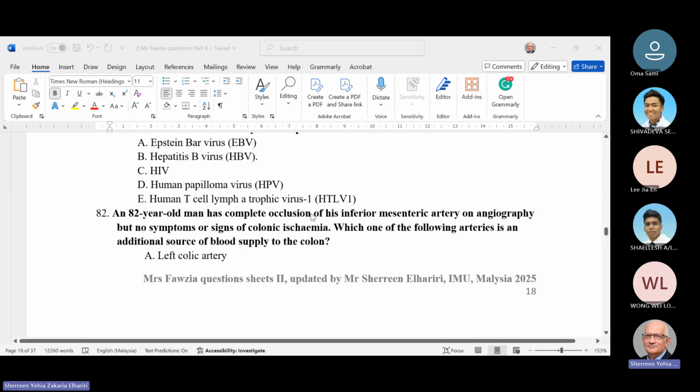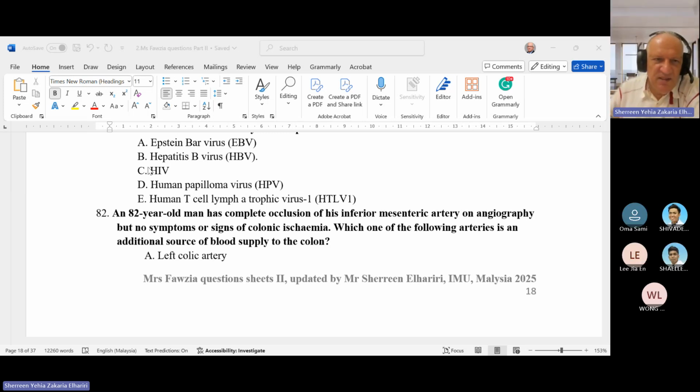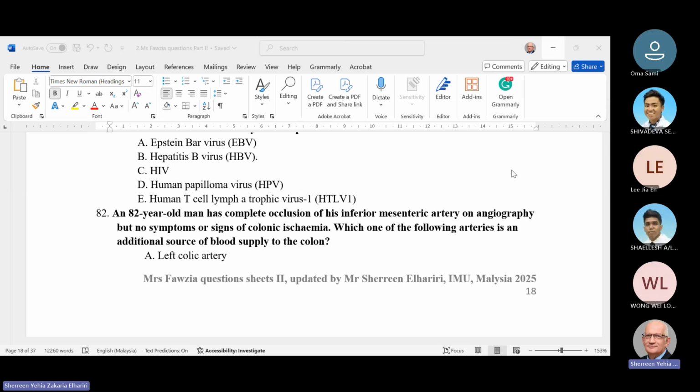An 82-year-old man has complete occlusion of the inferior mesenteric artery on angiography, but no symptom or sign of colonic ischemia. This is common nowadays. Why? Because nowadays for abdominal aortic aneurysm, we don't do open surgery. What we do is put something called EVAR. EVAR is the insertion of a stent, and this stent has no opening for the inferior mesenteric. So this occludes the inferior mesenteric. If the inferior mesenteric is occluded, theoretically this patient most probably has ischemia of the colon, but we don't find that. He may have some pain like ischemic colitis, but no ischemia. It is due to what?